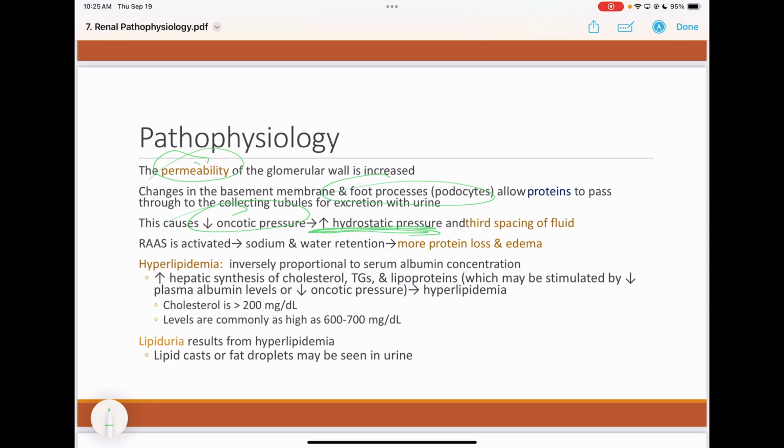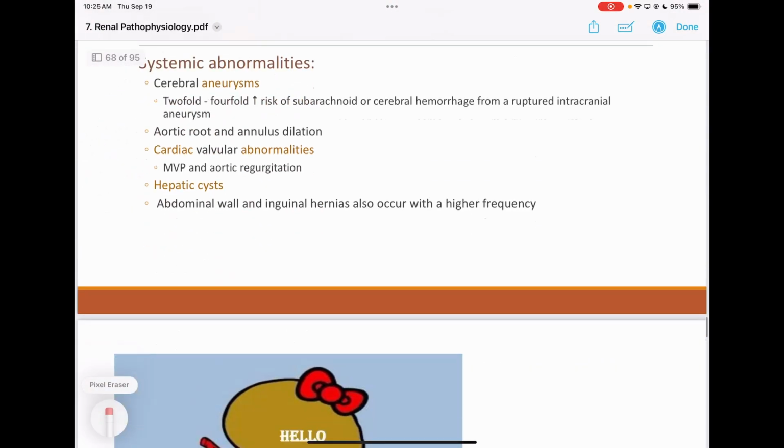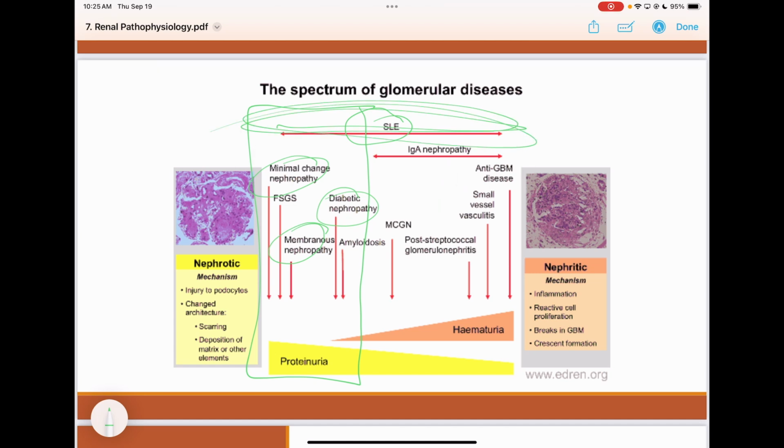Mm-hmm. So remember, let's go back to this picture. So we're dealing with this side of things. So your minimal change, membranous nephropathy, here's your diabetic nephropathy. Those are more on the protein side. You do have ones in the middle, like lupus, can be any range. That's why lupus is so weird. It could be nephritic or it could be nephrotic, or a mixture. Because remember, it's just depending on where those immune complexes go.